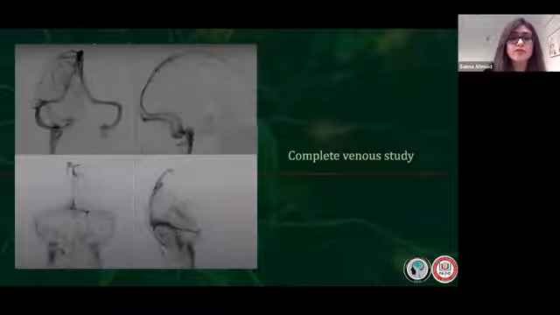And for a complete venous study, you must have both ICA angiograms and both vertebral angiograms with the venous phases.